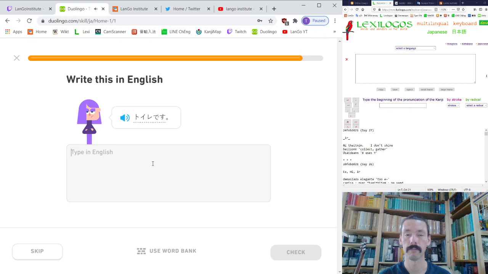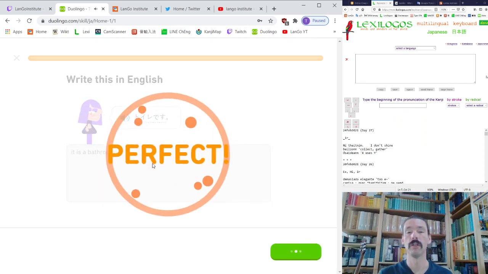トイレです。 So I said all noun phrases, that's pretty much true, but note that toire desu, when you're with the verb to be, there's no particle there. Particle is what we in grammar call those little words that signal grammatical information. Toire desu, it is a bathroom.